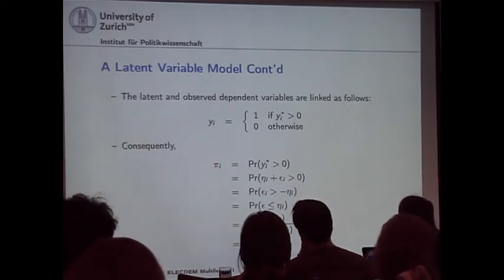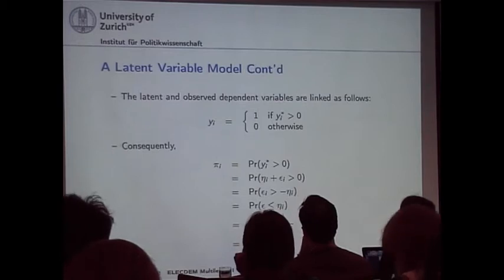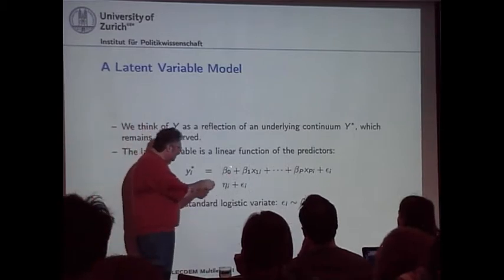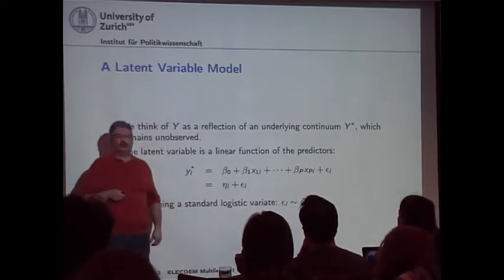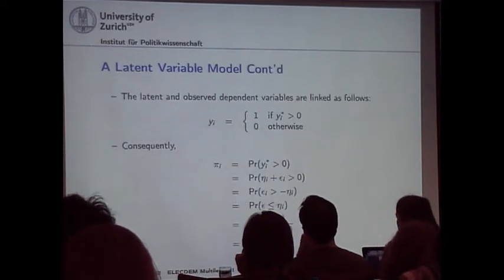In some ways, that 0 is a bit of an arbitrary cutoff point, but it isn't actually that relevant. We could have set it to anything, but if in reality the cutoff is not 0, but something smaller or something larger, that will be absorbed in the intercept in this model for Y star. So it's not that problem.